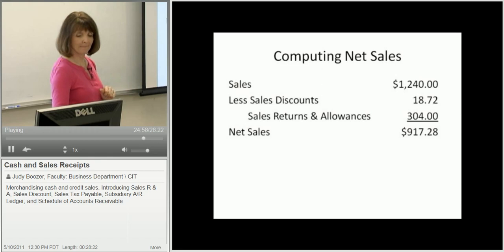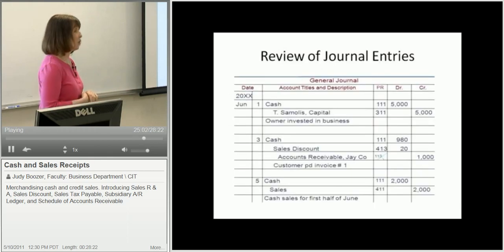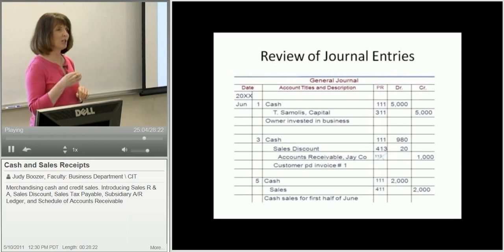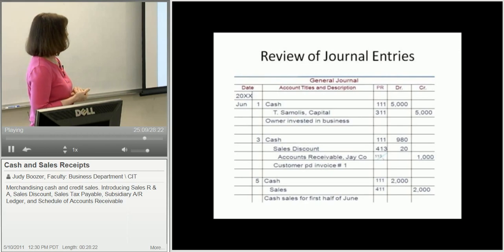Okay, here's a quick review of the things that we've just gone through. Let's look at the first one and tell me what's happening without reading the explanation. 5,000 cash, and capital account gets credited for 5,000. That's from day one. It's an investment in the business. How about the next one? Cash debit and sales discount debit, and then accounts receivable credit.